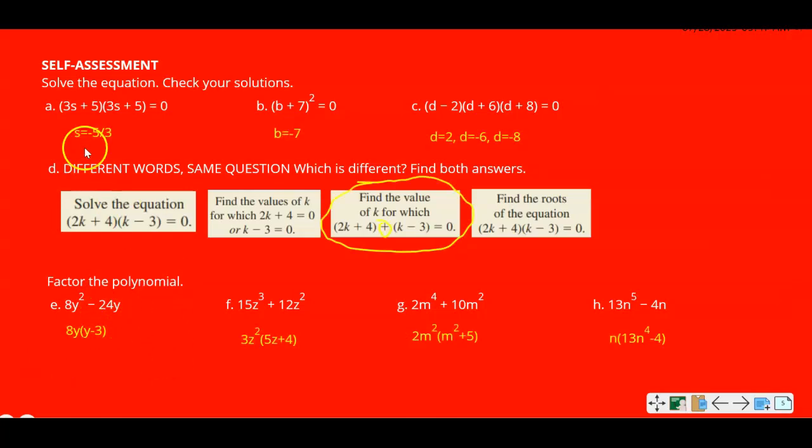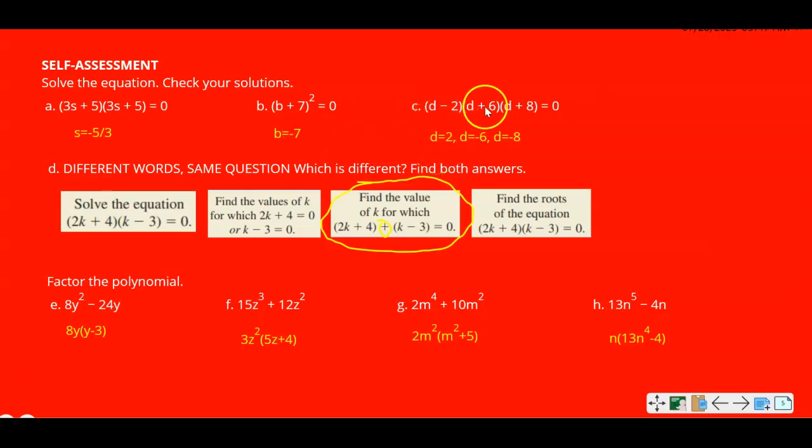All right, let's see how you did. So A part, 3s plus 5 times 3s plus 5 equals 0. Your answer is s equals negative 5/3, and that does have a repeated root. All right, we have b plus 7 quantity squared equals 0, so b equals negative 7. Again, this one has a repeated root. Remember, a root is the solution to the equation.